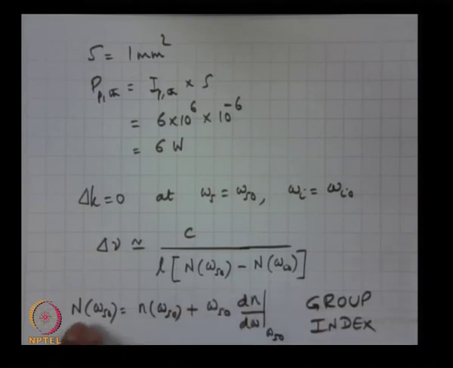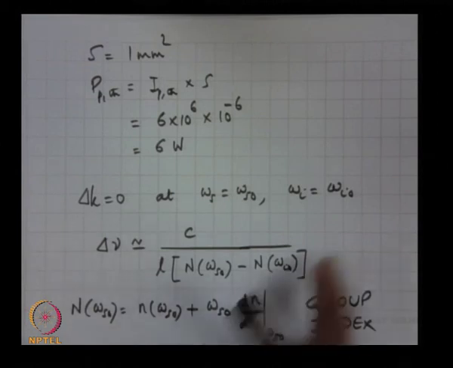Similarly, I have N at omega i0 is equal to n at omega i0 plus omega i0 dN by d omega at omega i0. Okay? So given a refractive index of the medium, I can actually calculate the group index at the signal frequency and at the idler frequency. So approximately, the range of signals over which the amplifier can provide gain is determined by this condition.